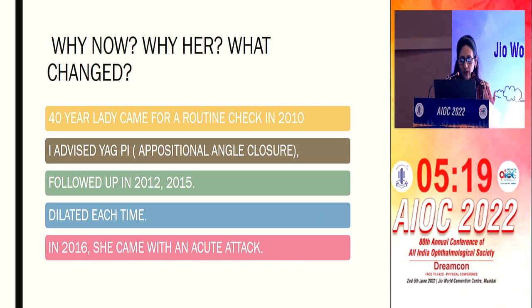Now, there are questions which we have always asked. There is this 40-year-old lady who came to me in 2010. I advised YAG PI because the angles were closed.